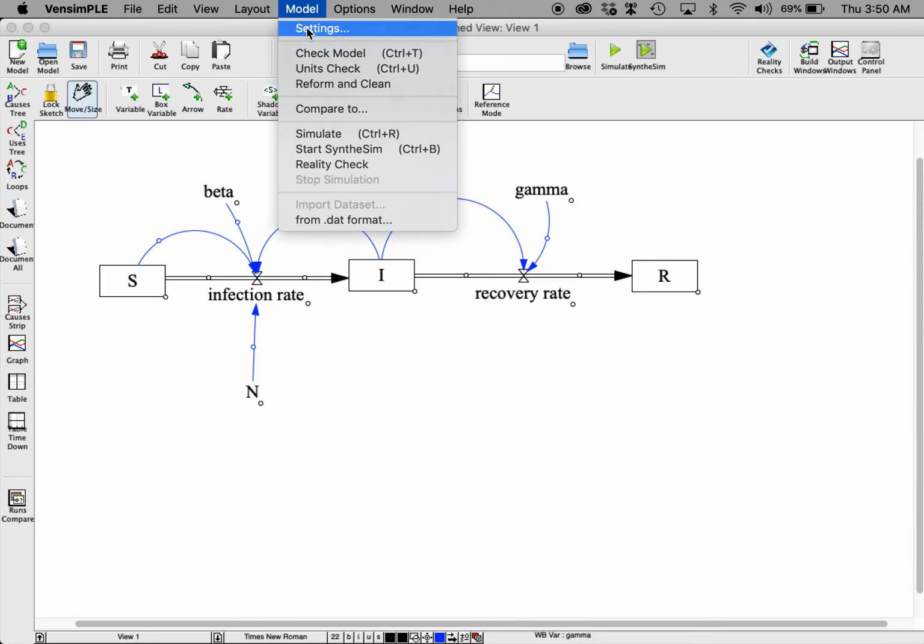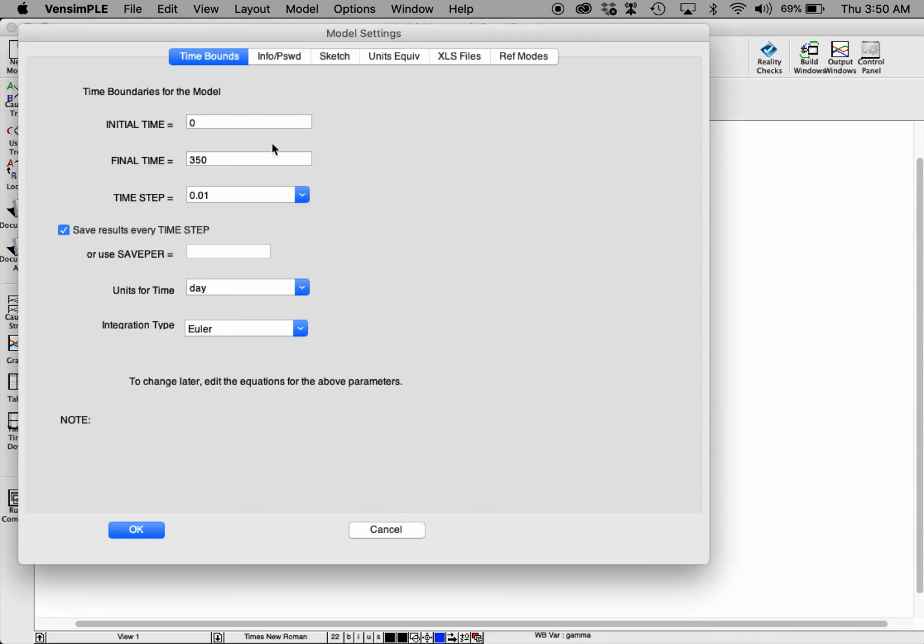We then choose model settings, and we start at time 0. We end at, well, at the moment I've got it 350, but let's make it 370, just past a year, 370 days. We'll make a fairly short time step, just for accuracy in our computation. Our units of time are days, and just ignore the type of integration for the moment. It's called Euler.